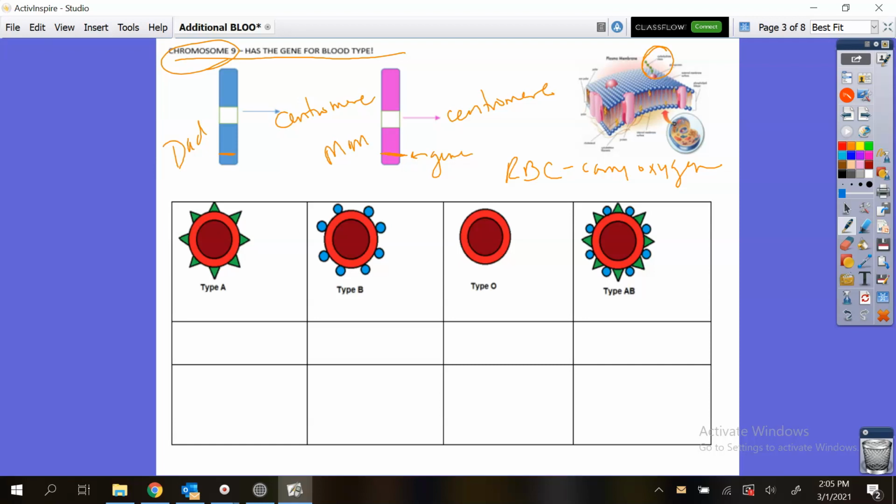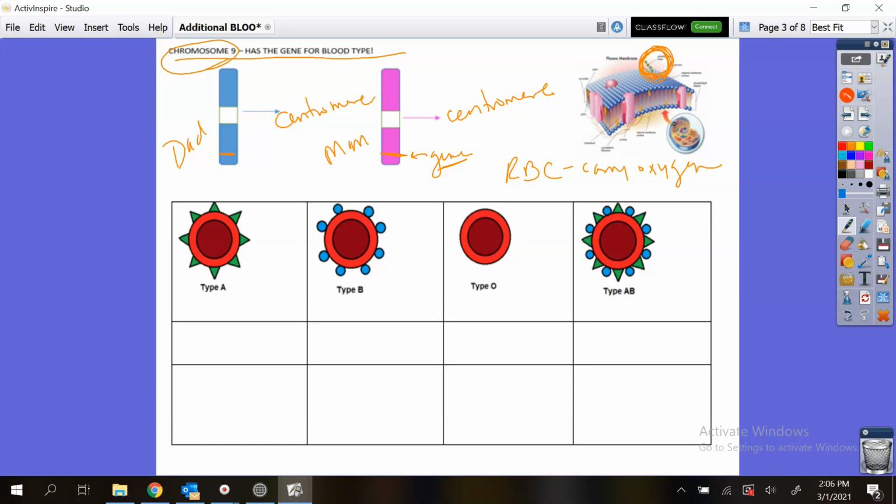Now, if we look at these protein markers, this gene codes for a certain protein, and that is what this marker on the outside of these red blood cells is made up of. So this is multiple alleles because we can have more than just two phenotypes. There are multiple phenotypes when multiple alleles are present here.